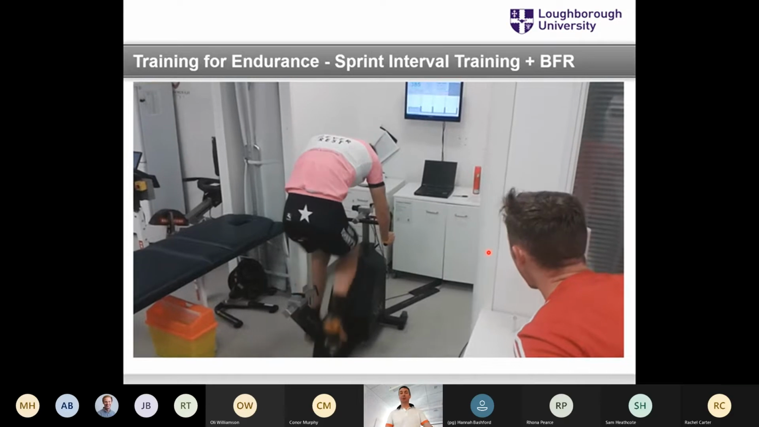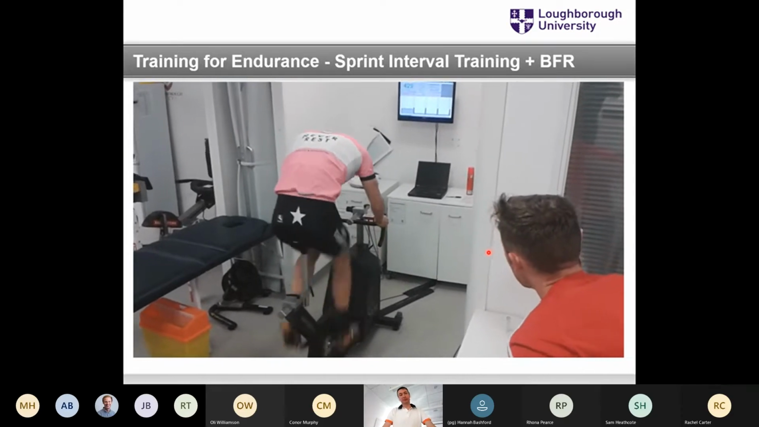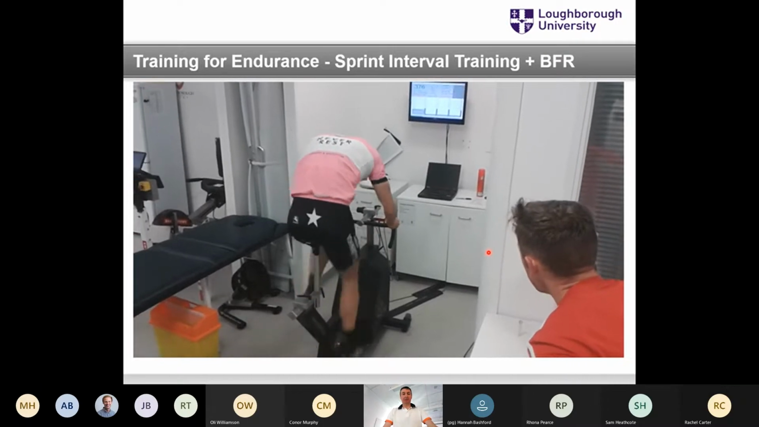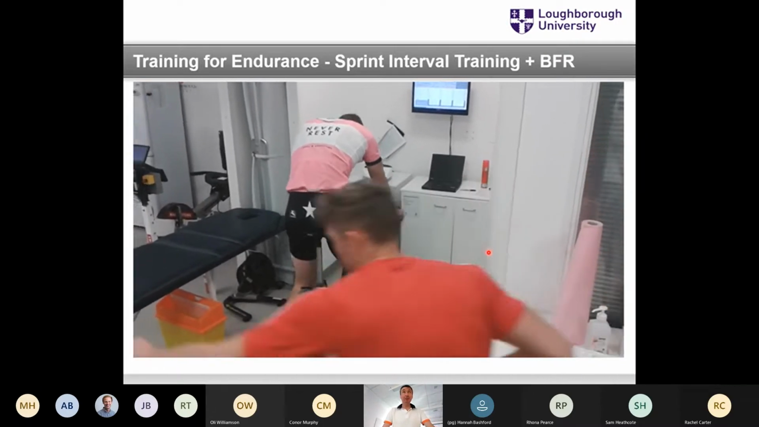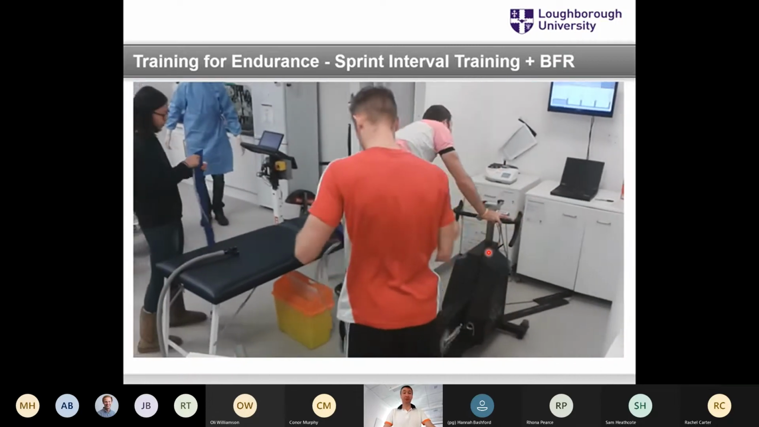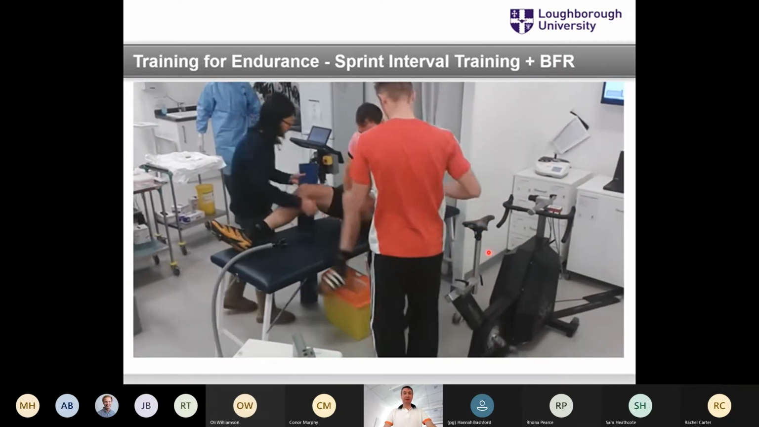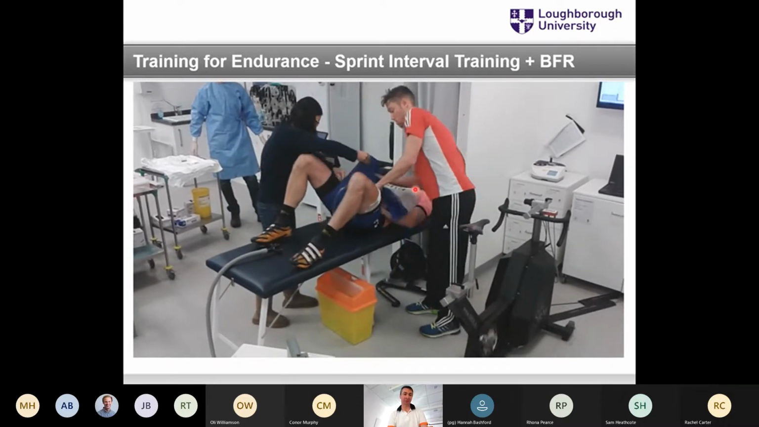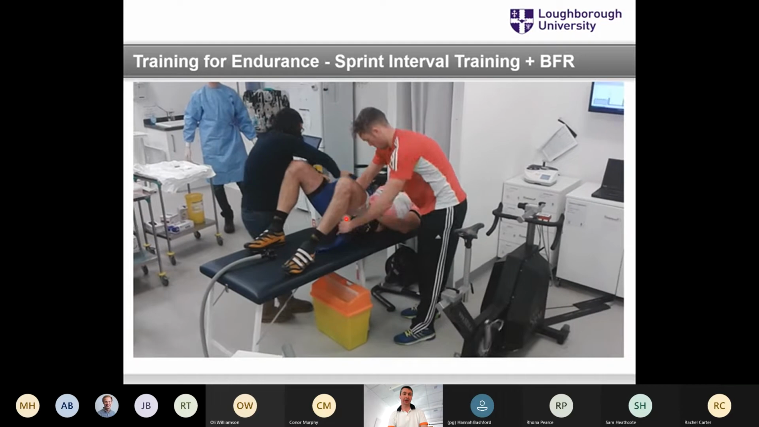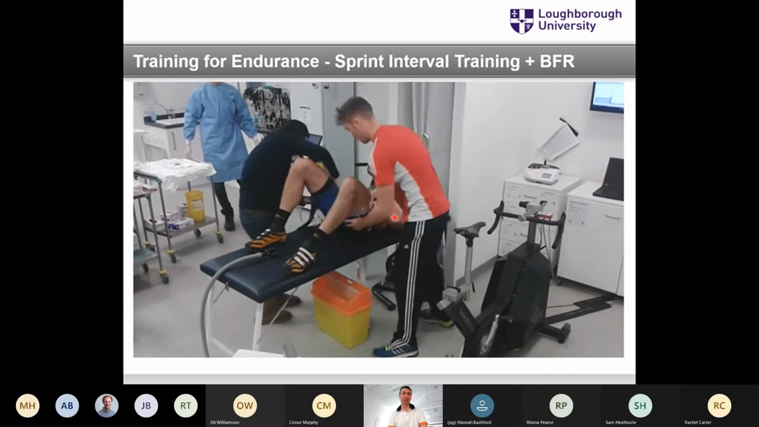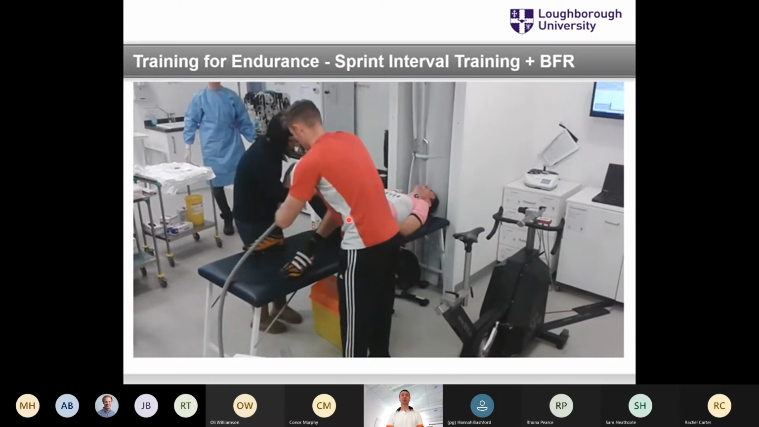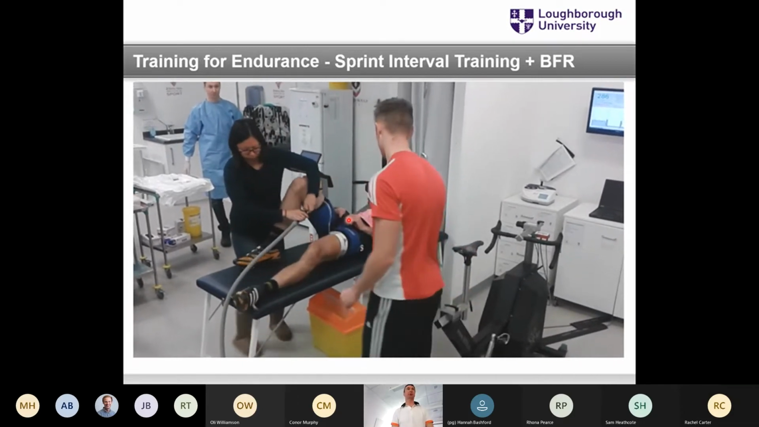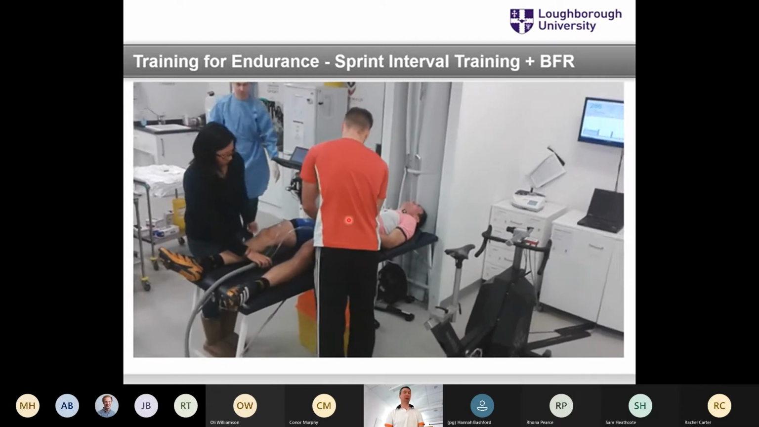And in this particular model, the sprint is completed. And then what they do, in a very impractical way, okay, this is a scientific model, they jump off the bike onto the couch, and then we use these clinical cuffs. So these are used in clinics, put them around the leg, and then provide the blood flow restriction. So this is post-exercise blood flow restriction for 2 minutes with a 4.5-minute recovery period between each sprint.